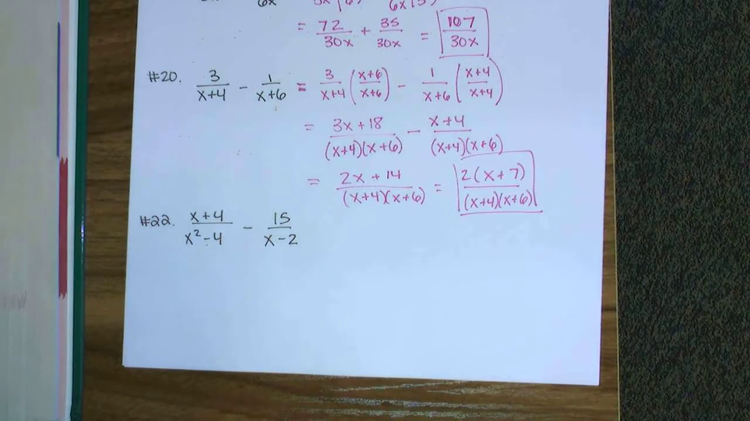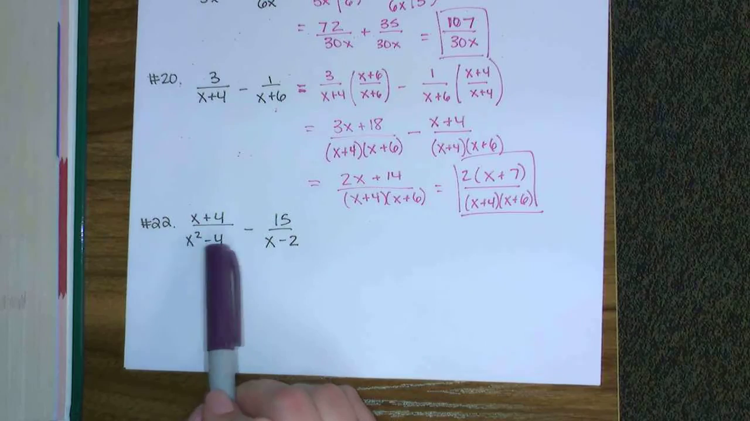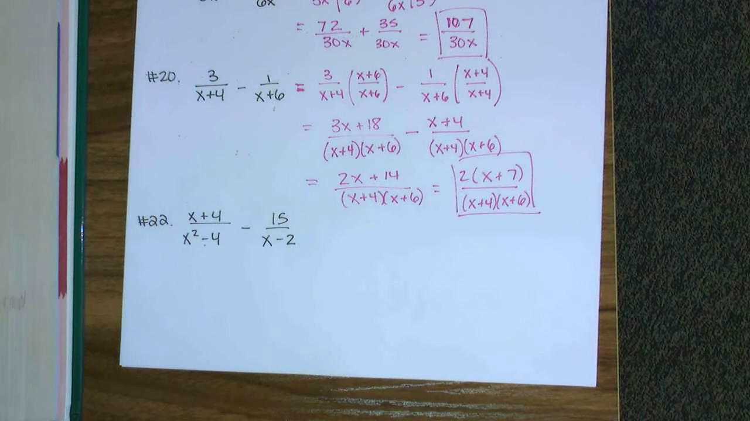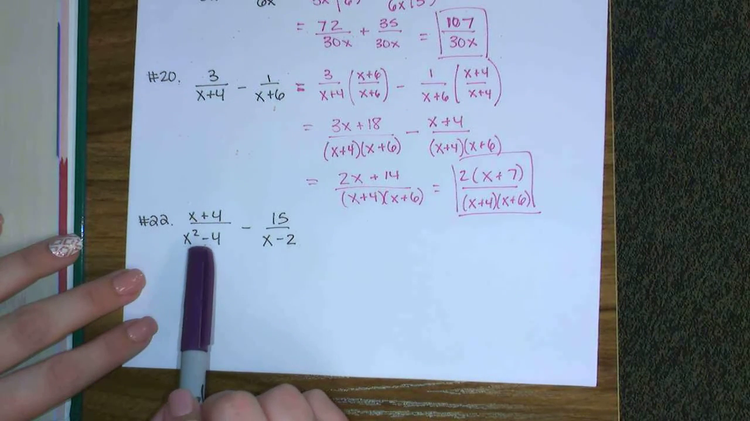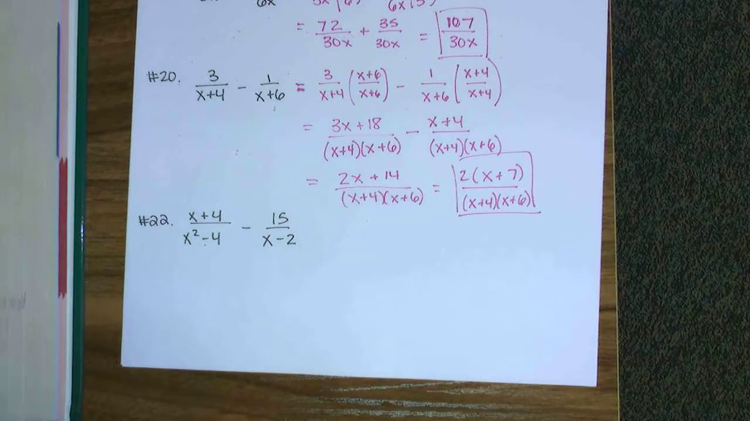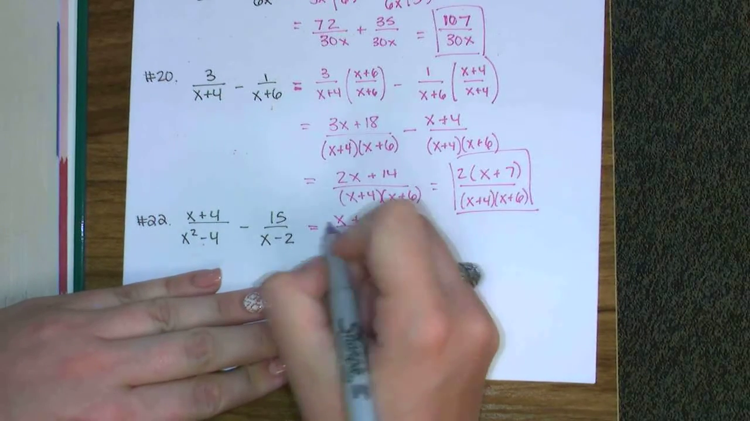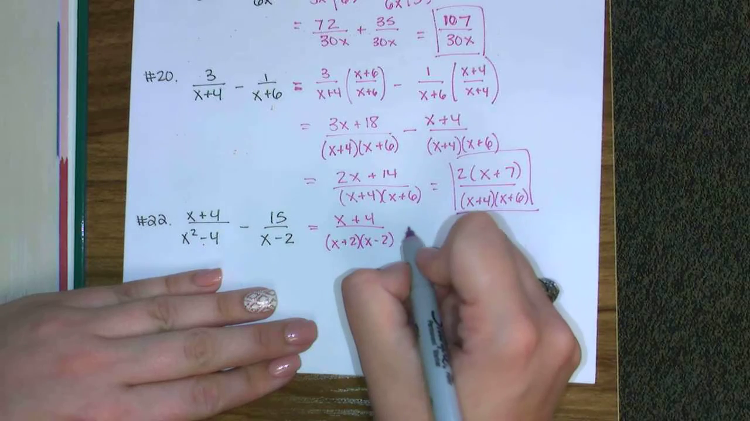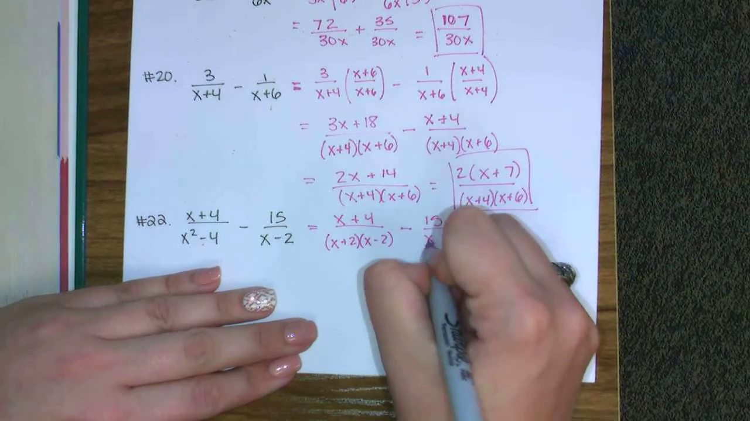Okay, so this is one that would greatly benefit from factoring, because this is a difference of squares here. We need to go ahead and factor this out, and it'll make our life a lot easier. So, x plus 4 over x plus 2, x minus 2, minus 15 over x minus 2.